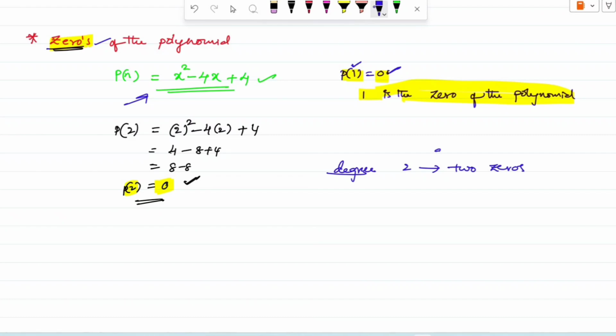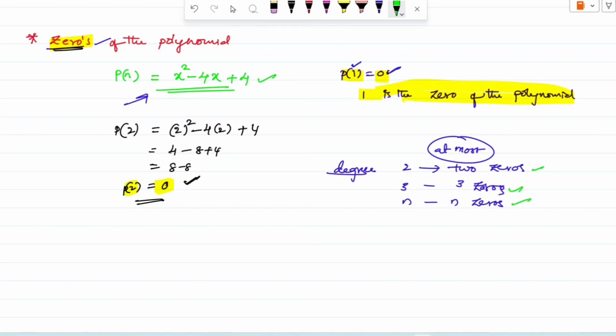We say that a polynomial of degree 2 has at most 2 zeros. If the degree is 3, it has at most 3 zeros. If the degree is n, whatever the value, it has at most n zeros. Then what is that "at most" condition? Why is it not exactly 2 zeros, exactly 3 zeros, or exactly n zeros?